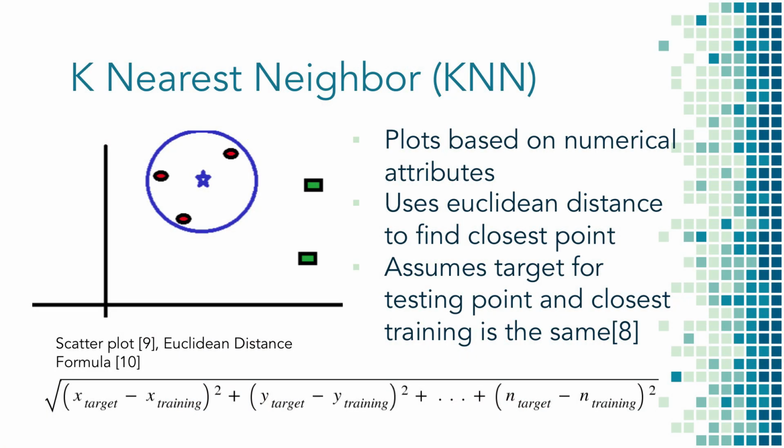So for example, in our case, we're trying to predict fraudulence. And so let's say that this was our testing point and this was our closest training point. Let's say that this training point was fraudulent. We could also assume that this testing point right here was also fraudulent because this closest training point was most similar to that testing point.